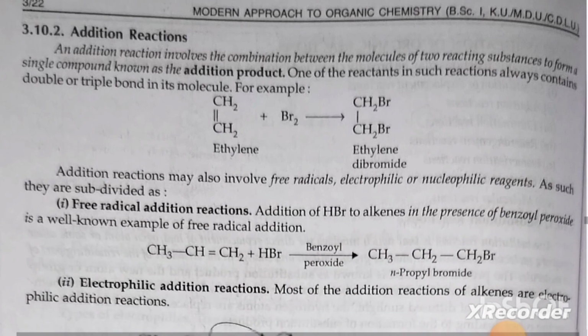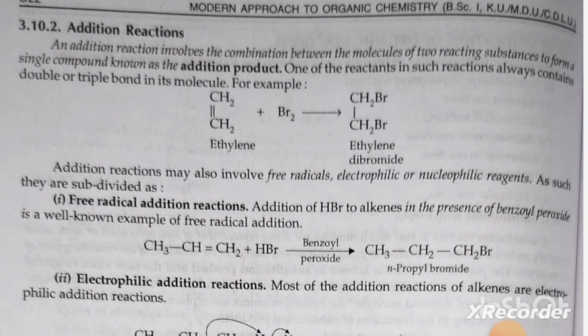Addition reaction. An addition reaction involves the combination between the molecules of two reacting species or substances to form a single compound known as the addition product. One of the reactants in such a reaction always contains a double or triple bond in its molecule. For example, ethylene plus Br2 gives rise to ethylene dibromide.